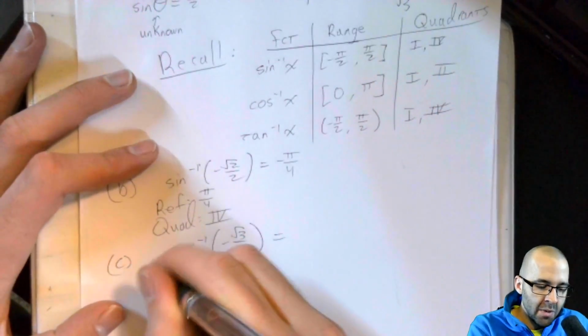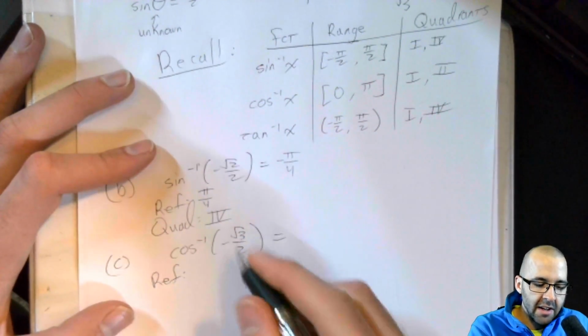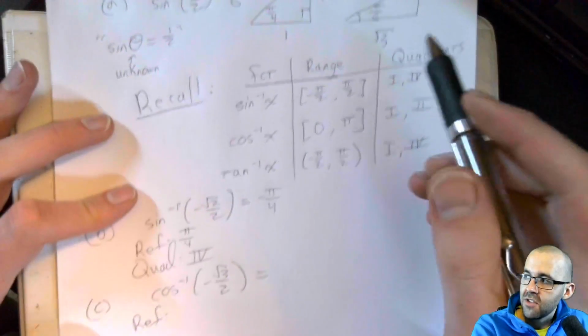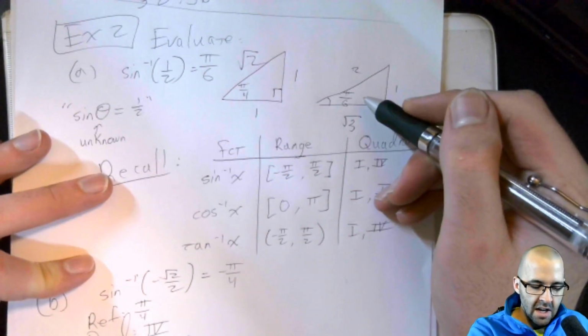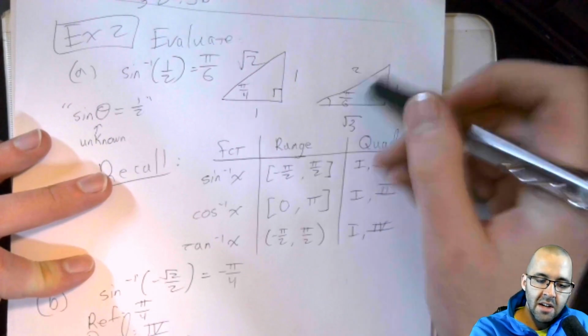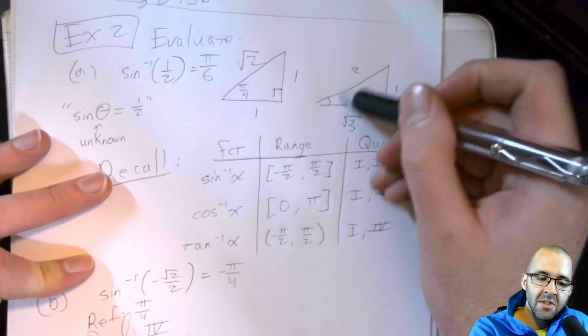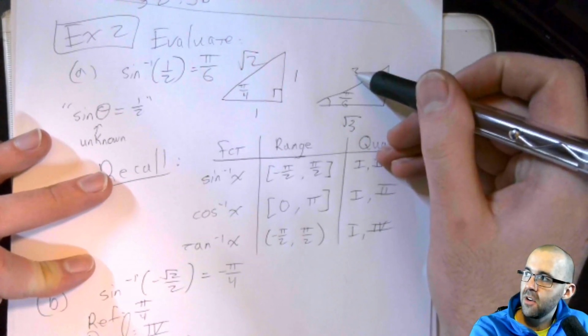So again, we figure out what's our reference angle here. And again, we consult the special triangles, root 3 over 2. And we're looking at cosine. So notice that the cosine of pi over 6 is root 3 over 2. So pi over 6 is going to be our reference angle.